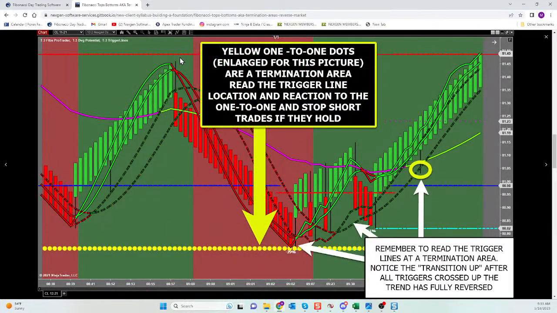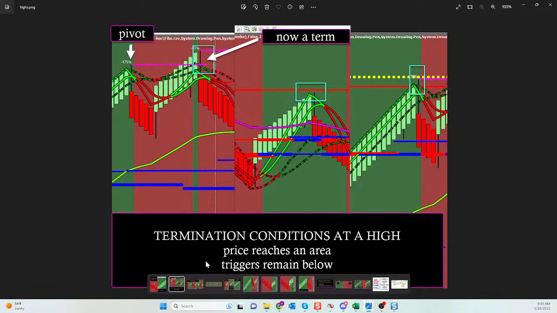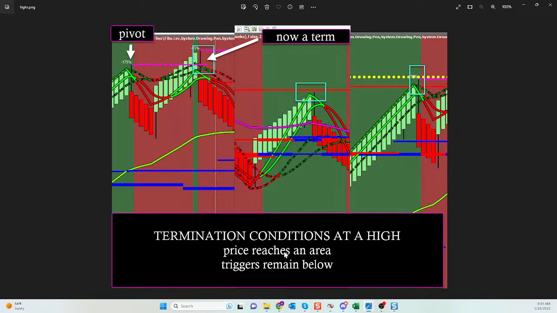Maybe when that market is turning, not at one of those key areas. So termination conditions, guys. I'm going to share these pictures because it not only shows it visually. Guys, here is your recipe. Price reaches the area. This first picture has a pivot, not a termination condition. But when price retests the area, none of the trigger lines break through. Now it's a termination condition. Resistance, no triggers, termination. One-to-ones and resistance, termination, guys.